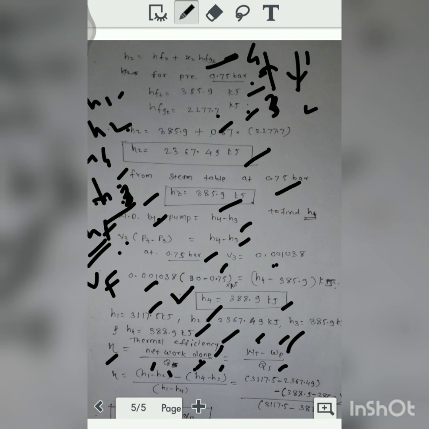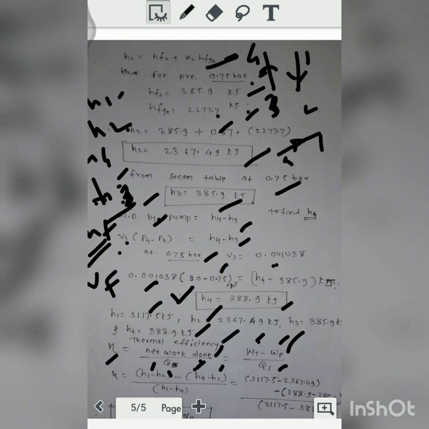We know the formula to calculate heat supplied. Heat is supplied during process 4 to 1, at constant pressure. Heat is added in the boiler at constant pressure so that water is converted into steam. So we get the answer as H1 minus H4.